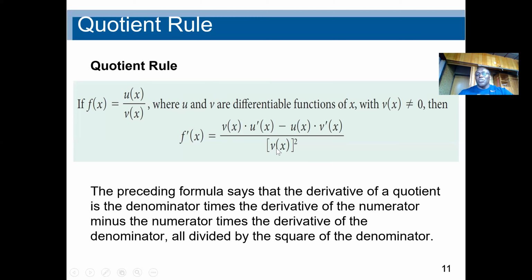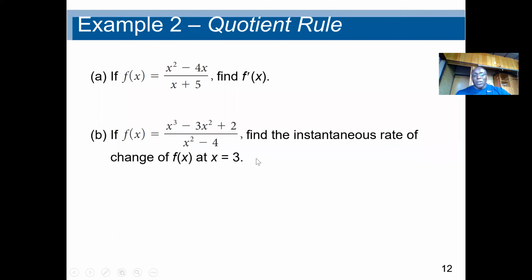So here we have v of x squared. And that's the rule. Again, v of x times the derivative of u of x. Why the derivative of u of x? Because that's the numerator. Minus u of x times what? The derivative of the denominator, which is v, all divided by the denominator squared. So let's see an example that will be better for us to understand. We have 2 examples here. Let's do the first one.